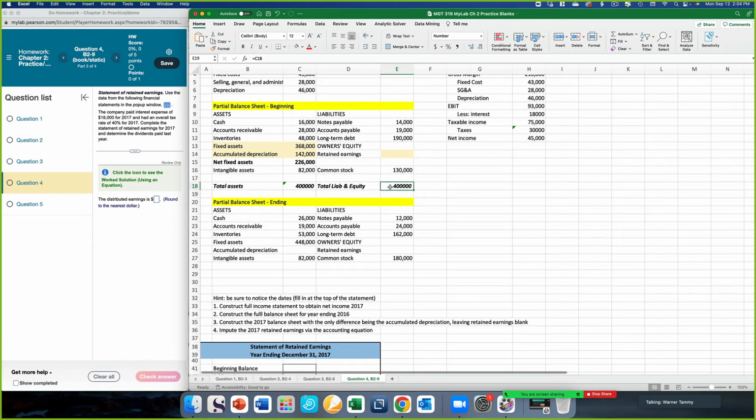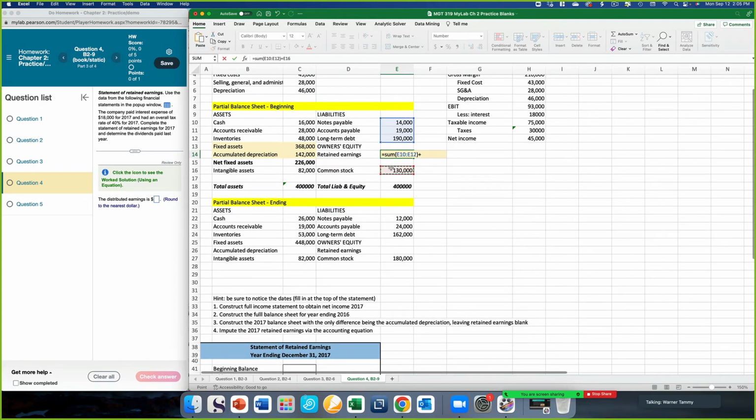So now I can go ahead back in there and get that beginning retained earnings. I know that the beginning retained earnings is going to make up the difference between all these liabilities and common stock and the total liabilities and equity. All right, so our retained earnings is the difference between that. So it's all these liabilities up here, plus the common stock.